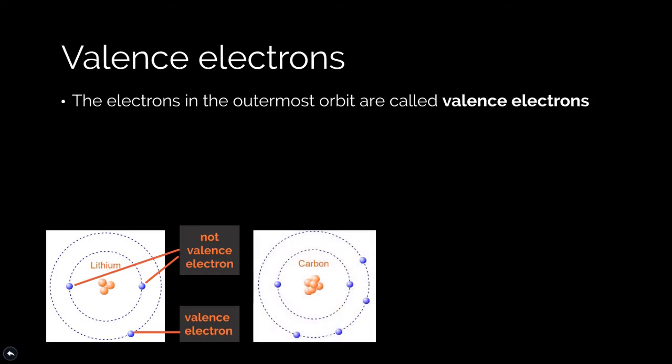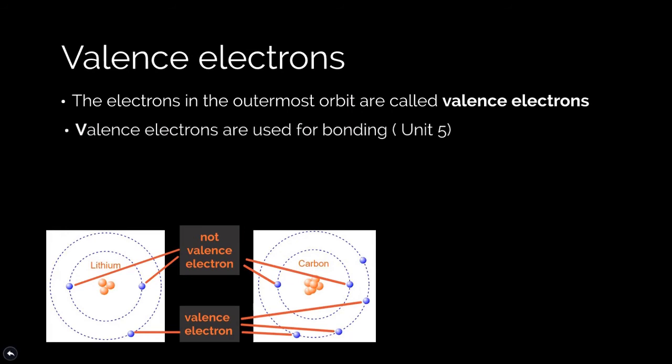And this carbon atom, same thing. I have 2 rings, and the ring on the inside has only 2 electrons, and these are not valence electrons. Then in the outer ring, I have a few more: 1, 2, 3, and 4, and those will be called valence electrons, just because they're on the ring that's on the outside. Now, we're just talking about their location and how many we have, but these will be more important when we're talking about bonding in Unit 5.